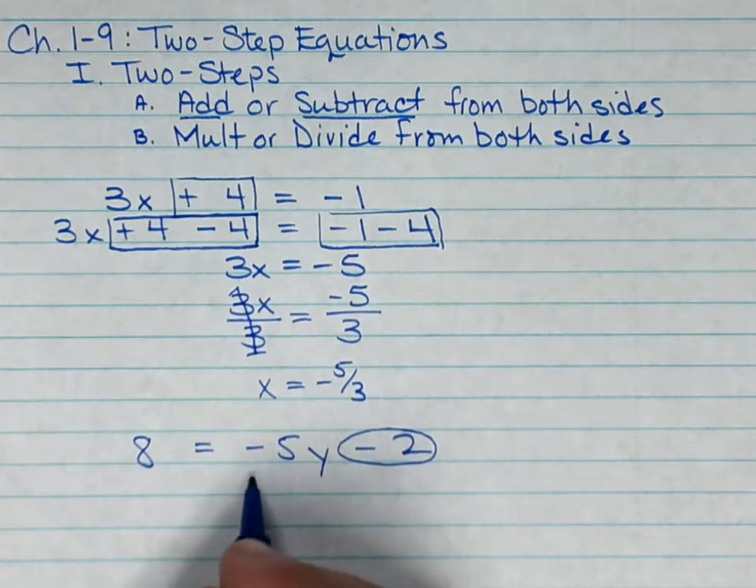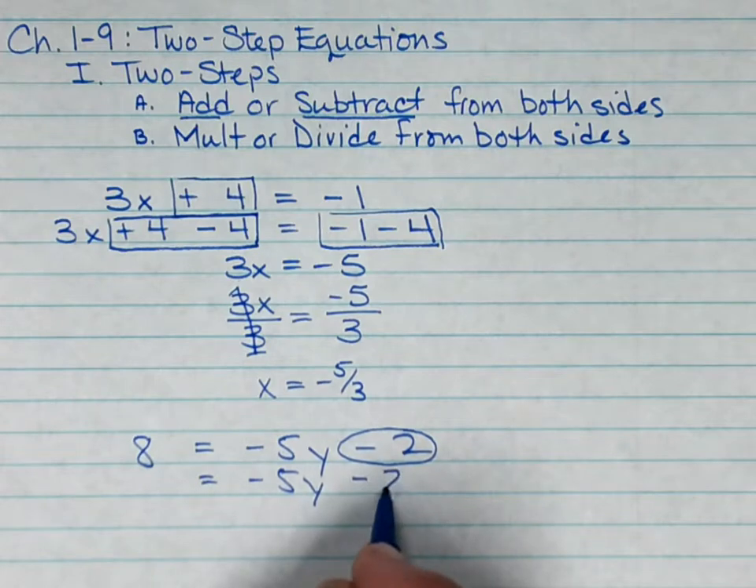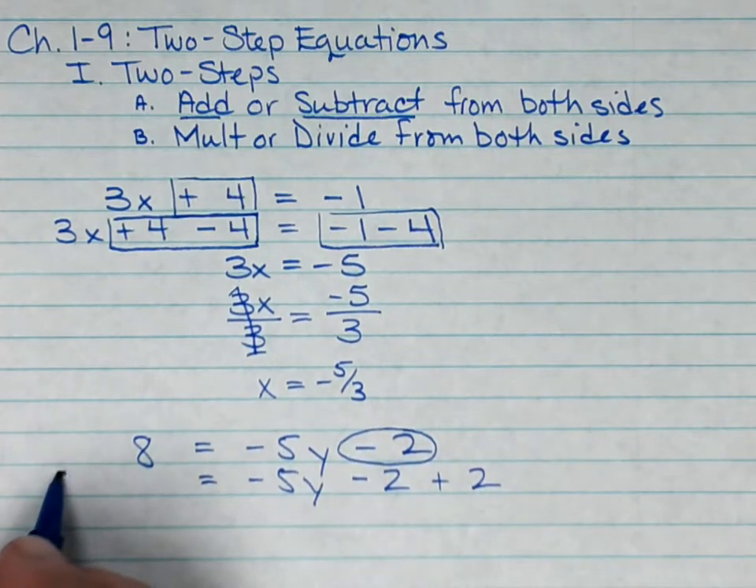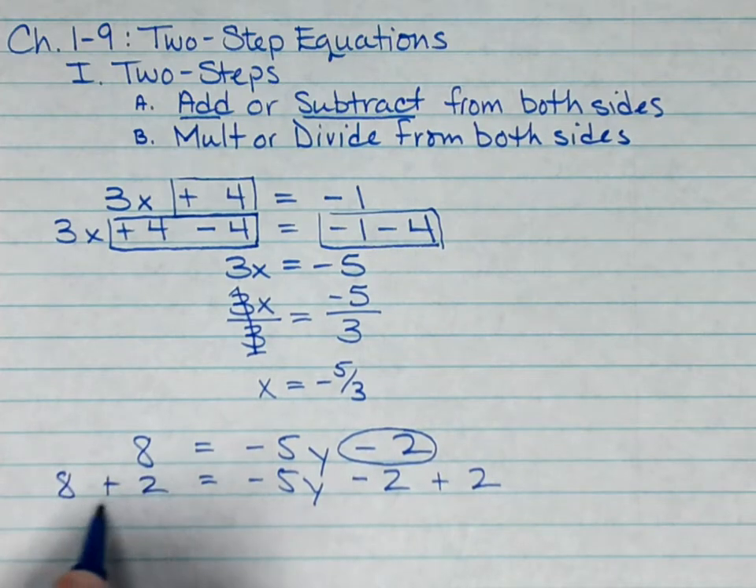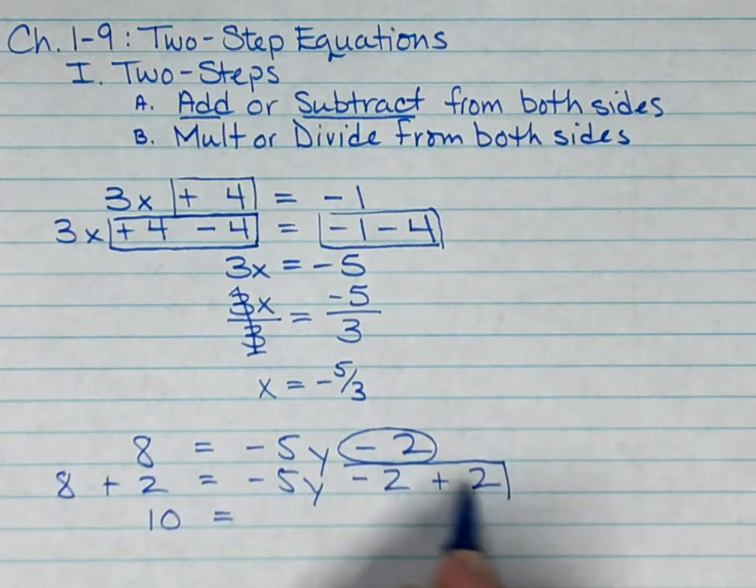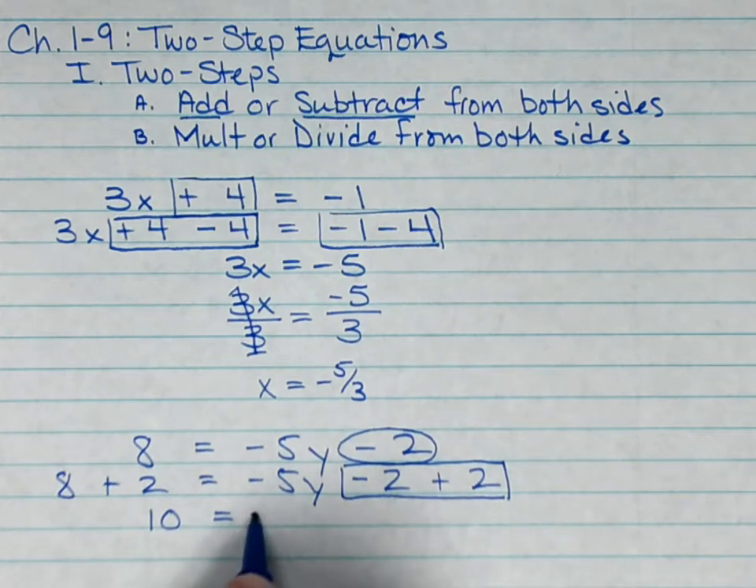So the inverse of negative 2 is to add 2 to both sides. This side is going to be 8 plus 2. 8 plus 2 is a sum of 10. And over here, these again are additive inverses, and so this leaves us with negative 5y.